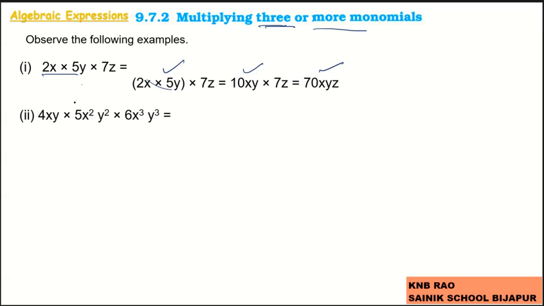Now, let us take another example. Now, you are asked to multiply 4xy and 5x square y square and 6x cube y cube.